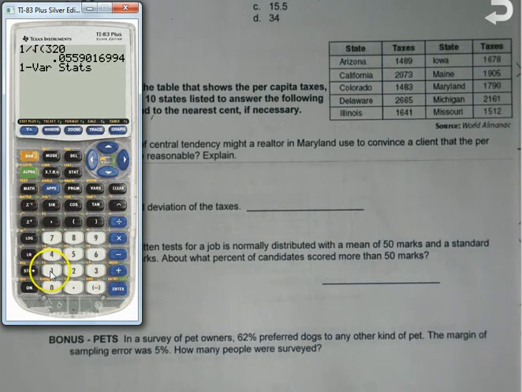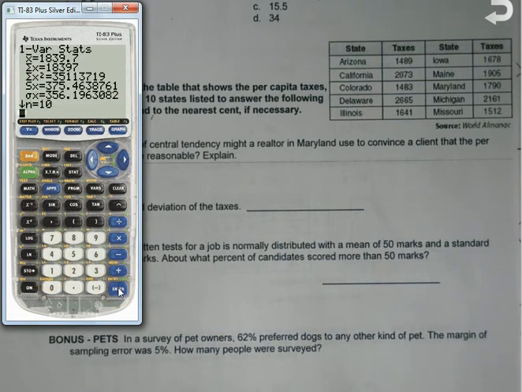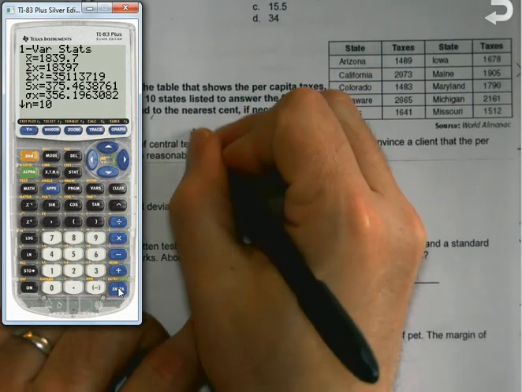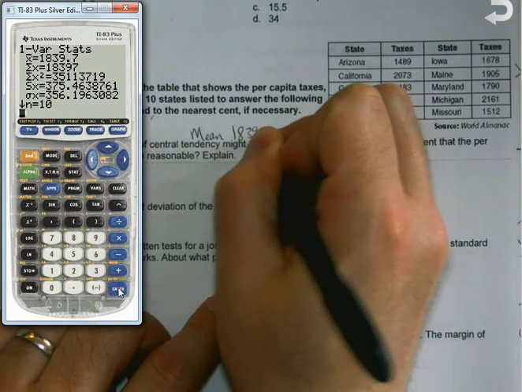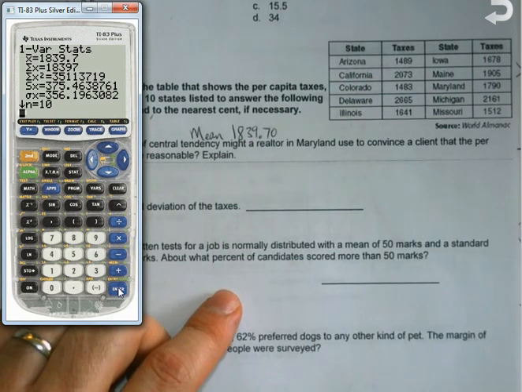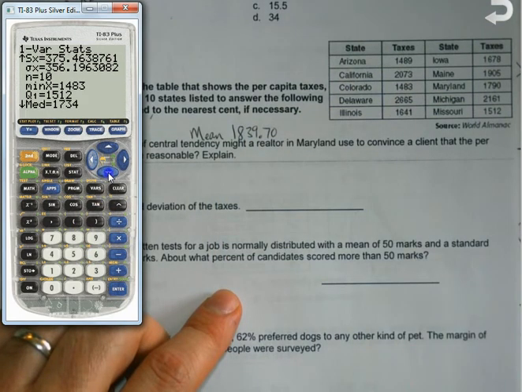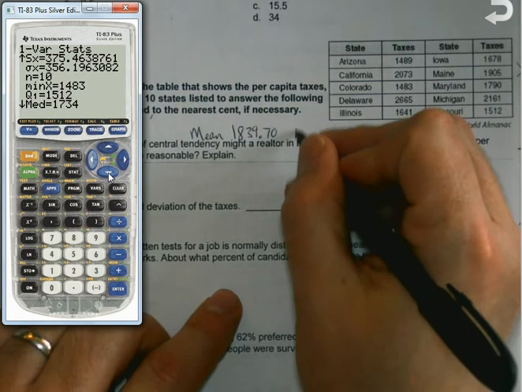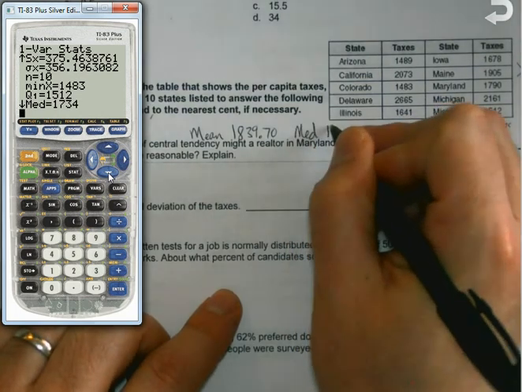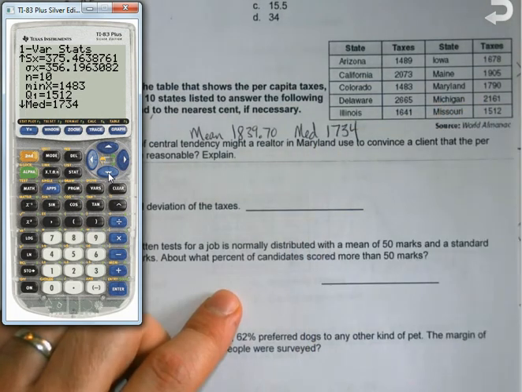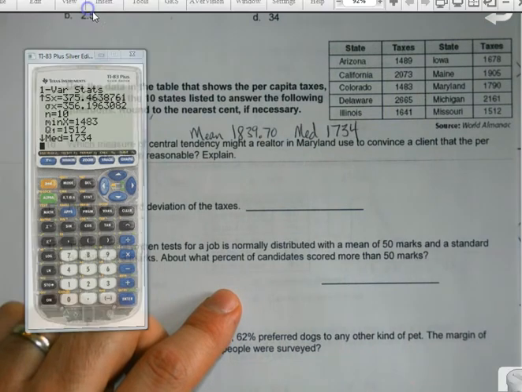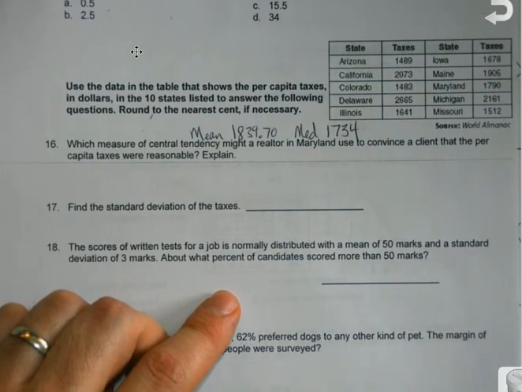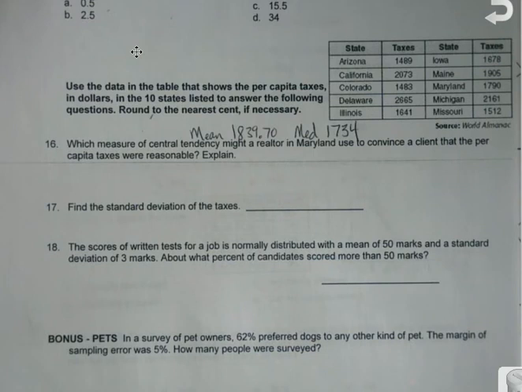And I get my list going. Okay, so let's see what we figure out here. I see the mean would be 1839.70. And if I scroll down a little bit, I see the median would be 1734. And then I look at all the numbers and I say, hey, none of them are the same. So there is no mode. So that's not even an option to consider here.